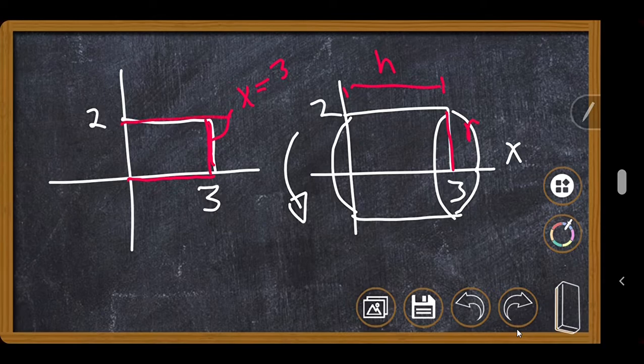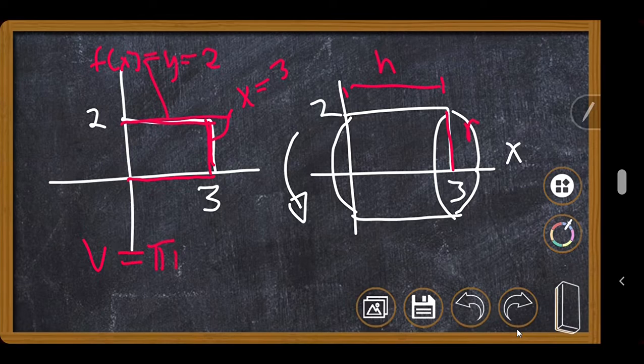And let's define this horizontal line right here as our f of x. Our f of x is equal to y is equal to 2, since for any values of x, we will always have the value of 2 for our y. That's why our f of x is 2. Now we're going to use that to find our volume.